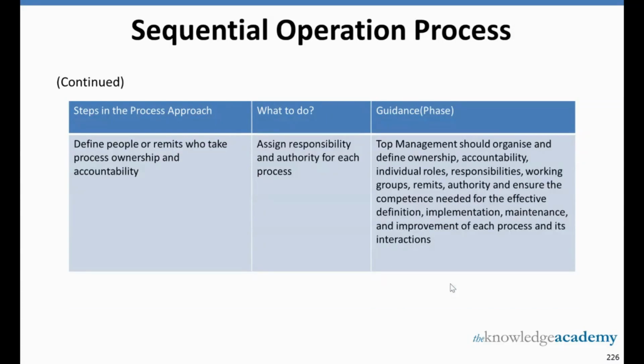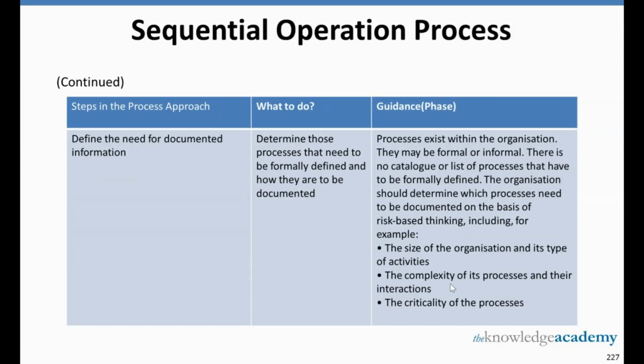After that, we define people or remits who take process ownership and accountability. So here we assign responsibilities and authorities for each process. The top management should organize and define ownership, accountability, individual roles, responsibilities, working groups, remits, authority, and ensure the competence needed for the effective definition, implementation, maintenance, and improvement of each process and its interactions.